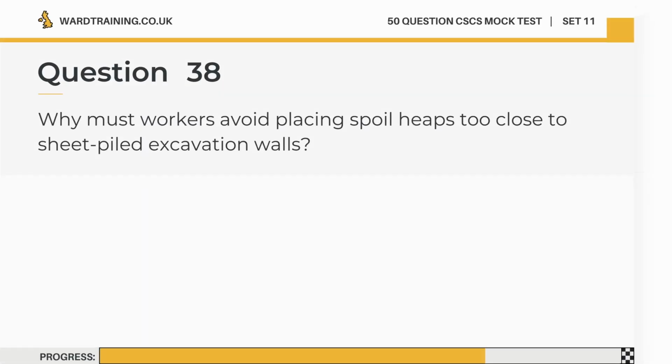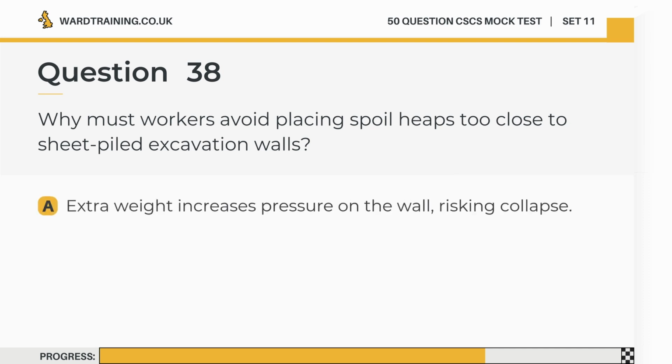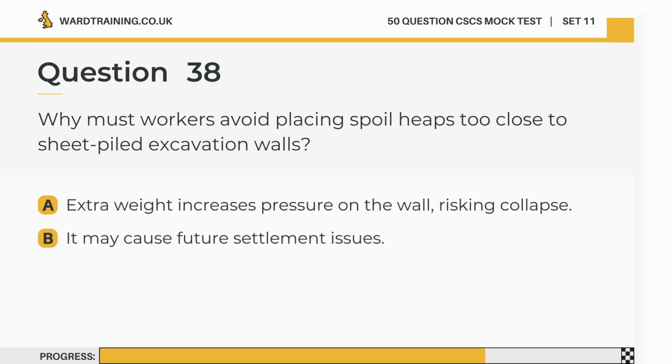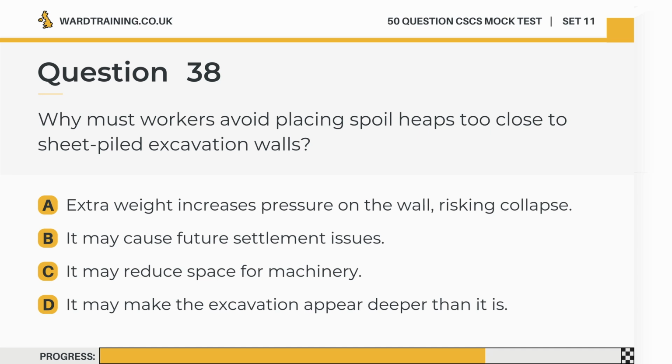Question 38. Why must workers avoid placing spoil heaps too close to sheet-piled excavation walls? A. Extra weight increases pressure on the wall, risking collapse. B. It may cause future settlement issues. C. It may reduce space for machinery. D. It may make the excavation appear deeper than it is.